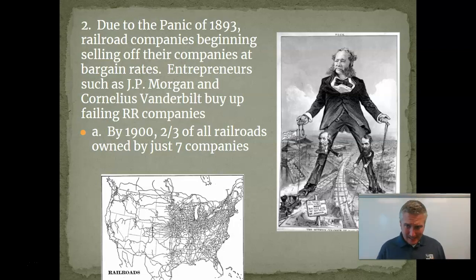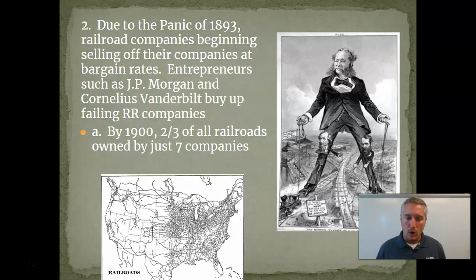But basically these guys who are already extremely wealthy end up buying up all these failed railroad companies. So you look at the map on the bottom left, you can see all these railroad lines. By 1900, so many railroad companies have collapsed, and these few guys start buying up all these failed railroad companies. What it leaves us with in the 1900s is that almost all of those railroad lines are controlled by just 7 companies. Okay? That is going to lead to some major problems down the road, right?